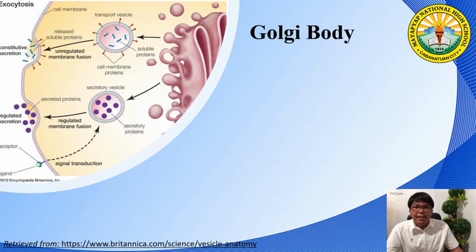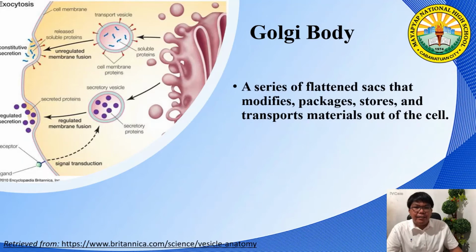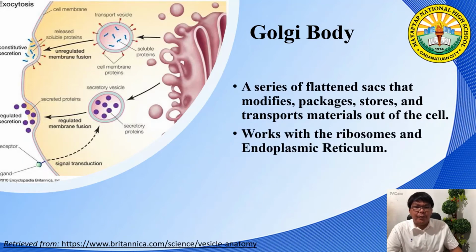Golgi body is a series of flattened sacs that modifies, packages, stores, and transports materials out of the cell. Works with the ribosomes and endoplasmic reticulum.